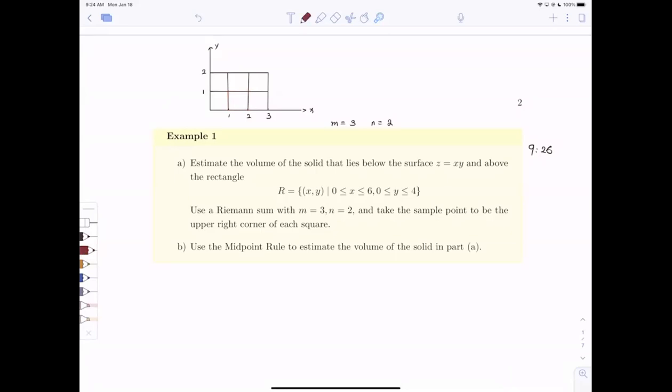So in this case, if you are using the upper right corner, then you are using those points. That's going to be your x_i, y_j. So you use that. Sounds confusing, but that's what your textbook is using, so I'm just using whatever they're using.